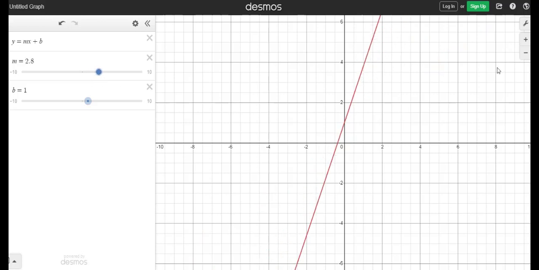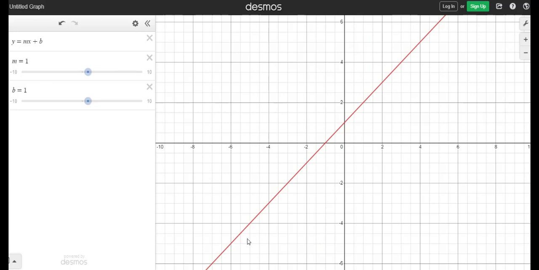Okay, so let's choose an m value of 1. Okay, so here's m equals 1. We see that the line is just what we call increasing. So from left to right, it just keeps going up. So we call that an increasing line.